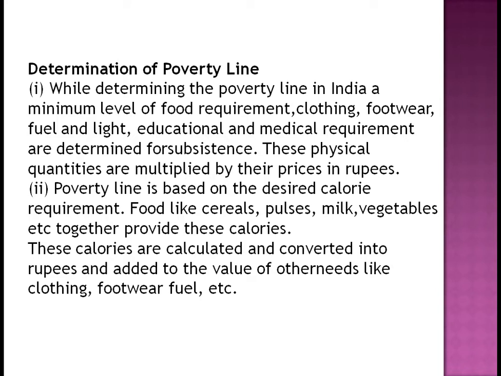Determination of the poverty line. How is the poverty line determined? While determining the poverty line in India, a minimum level of food requirement, clothing, footwear, fuel, light, and educational and medical requirements are determined for subsistence. These physical quantities are multiplied by their price in rupees. The poverty line is based on the desired calorie requirement. Foods like cereals, pulses, milk, vegetables, etc. together provide this calorie. These calories are calculated and converted into rupees and added to the value of other needs like clothing, footwear and fuel, etc. So what is that? Let's check.